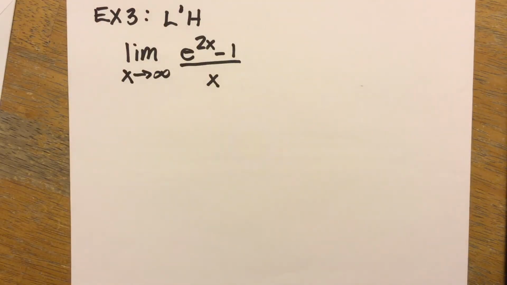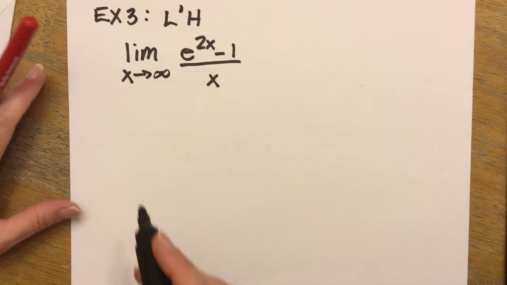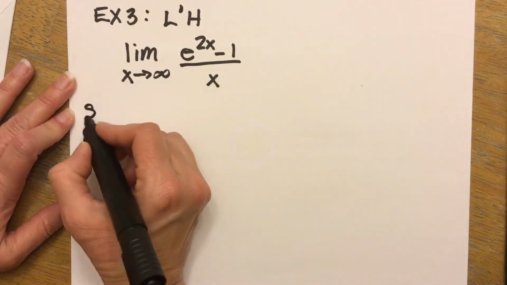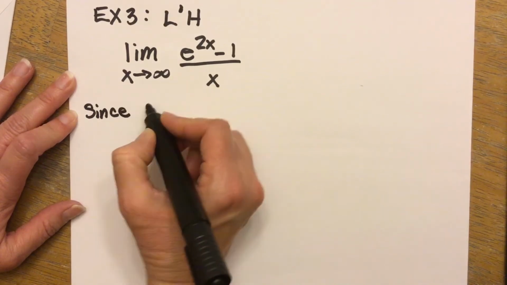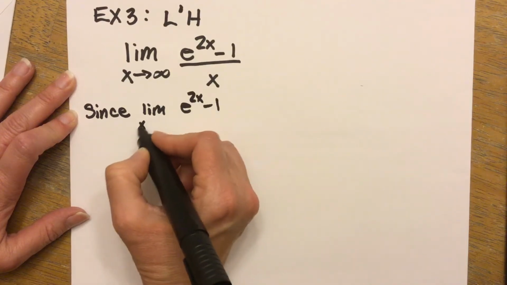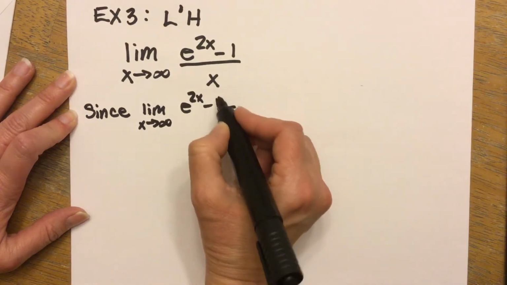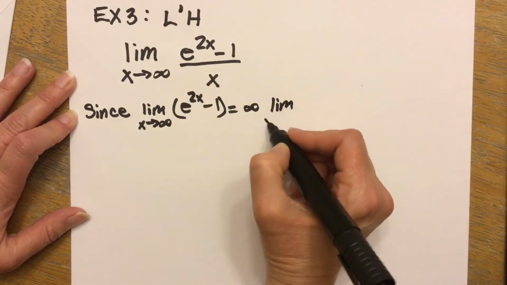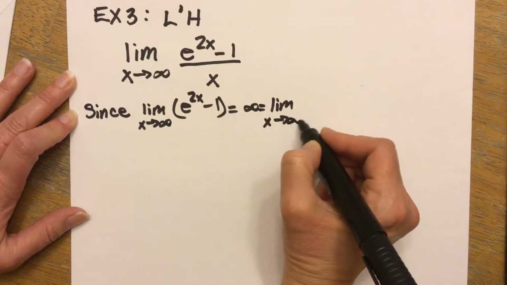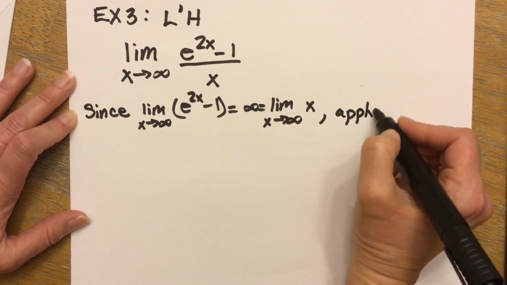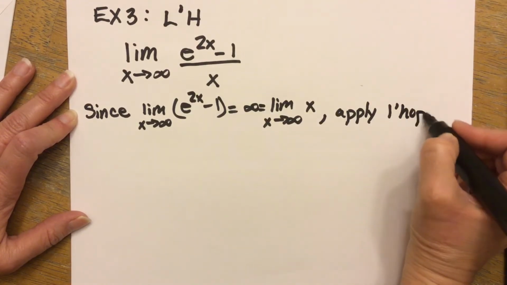Example 3, using L'Hopital's, showing this like the AP would want us to show it. We're going to look at the limit of the top and the limit of the bottom. So e to the 2x minus 1, if we put infinity into the x spot, you would get infinity. And if we do the limit of the bottom, the limit of x is also infinity, so we can apply L'Hopital's.